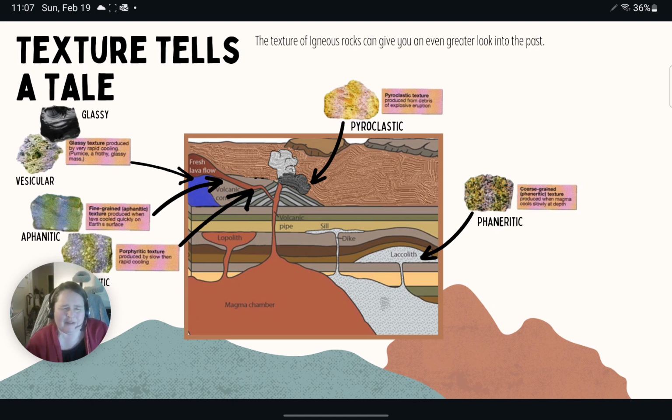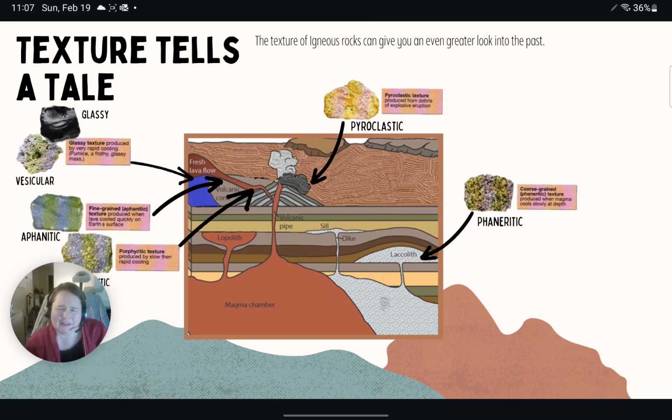The aphanitic texture formed quickly but had time to form some grains. You see that on top of the lava coming out of the volcano. The porphyritic texture was lava that started to form crystals. You can see some large crystals in there. But before they could grow many crystals, they were extruded quickly from the volcano. So you have a lot of fine grain mixed in.